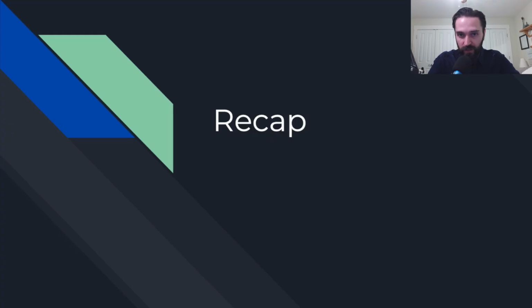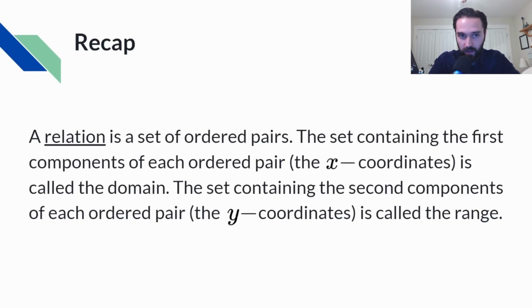Before we dive into the new content, I want to give a brief recap of some of the things we covered in previous videos on functions. First, let's write down a definition for relations. A relation is a set of ordered pairs. The set containing the first components of each ordered pair, the x-coordinates, is called the domain. And the set containing the second components of each ordered pair, the y-coordinates, is called the range.